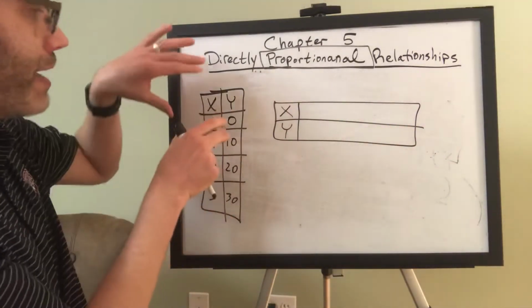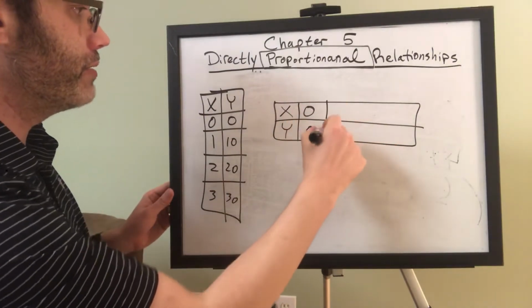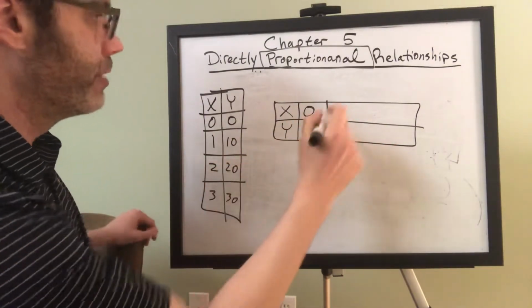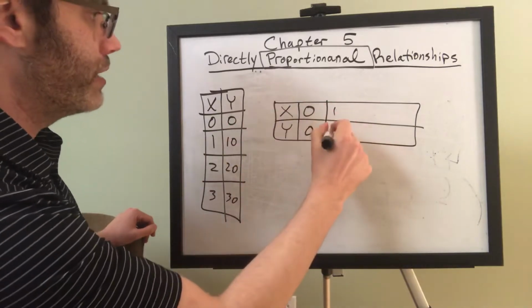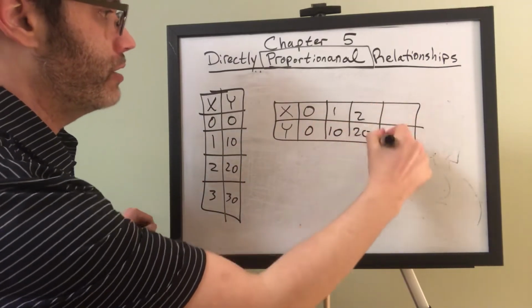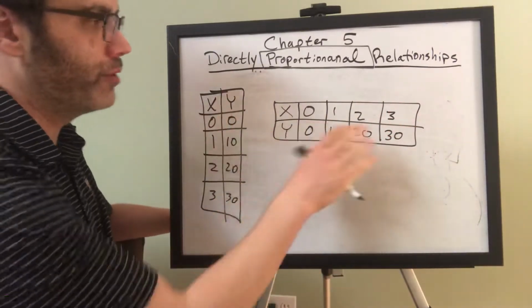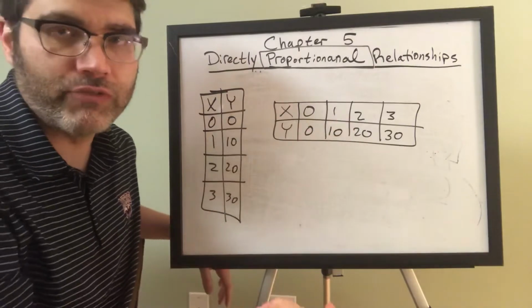So I'm just going to rewrite everything here, but in this format. We start off with 0, 0, like all direct proportions do. And then x is 1, y is 10, x is 2, y is 20, x is 3, y is 30. Okay, so these two tables mean the exact same thing. They're just written in different forms.